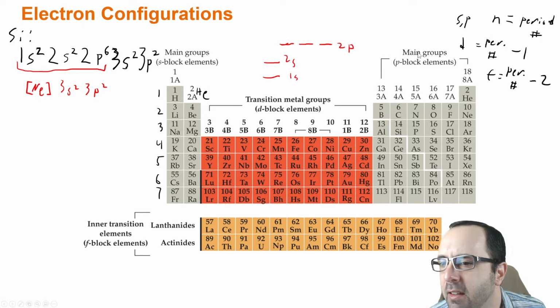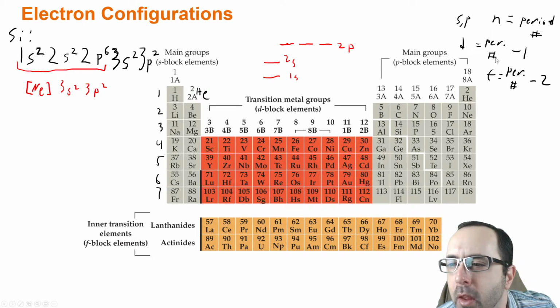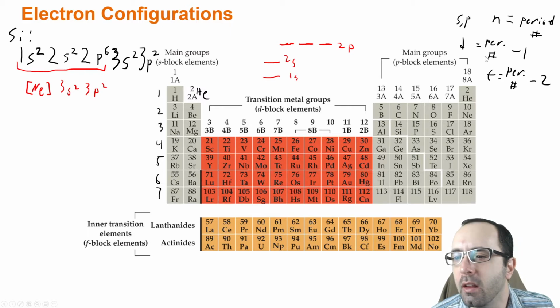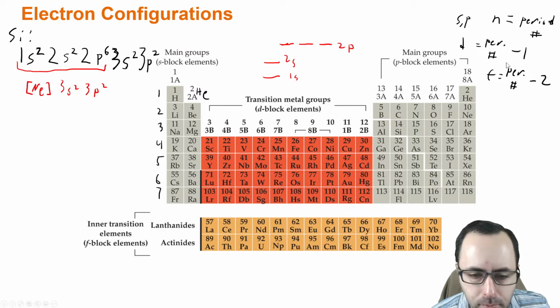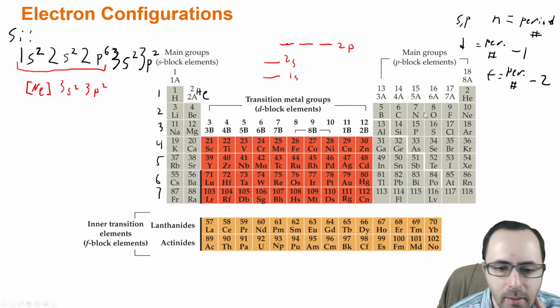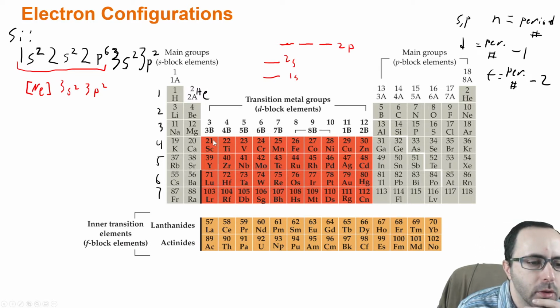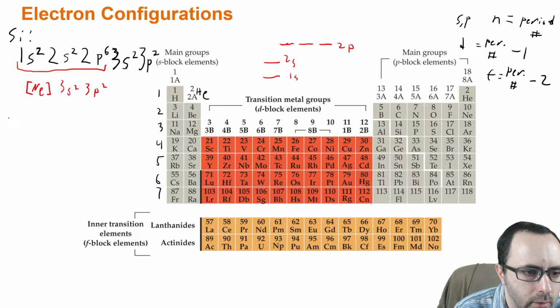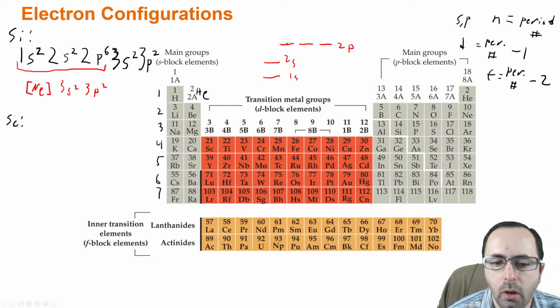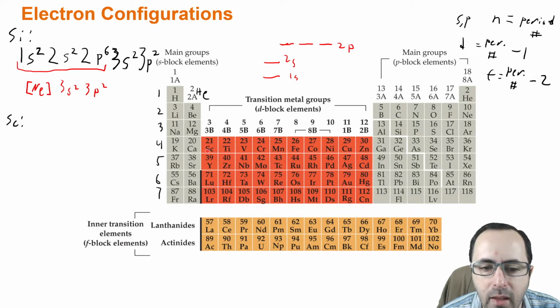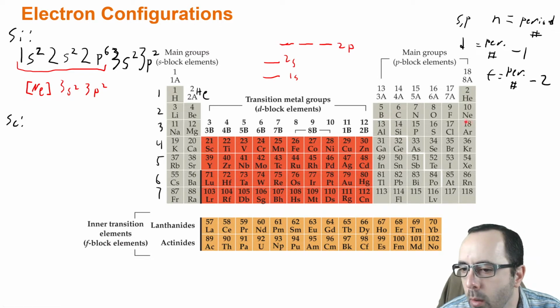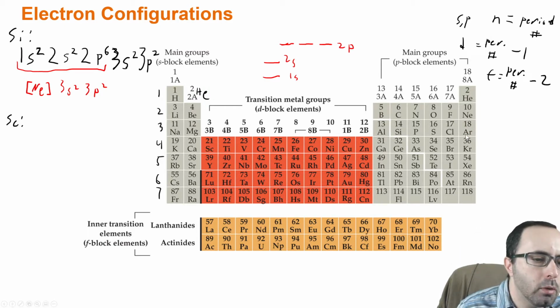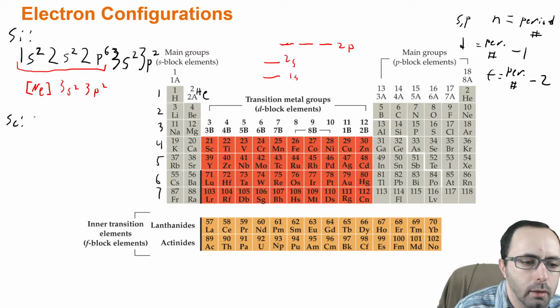Now we haven't gotten into the D block yet, but when we do, the energy level for the D block is going to be the period number minus 1. Let's do scandium, which was shown on the next slide. I'm just going to use the shorthand method. Since scandium is right here in the 4th row, I'm going to go up to the noble gas in the 3rd row and find it. That's argon, so I'm going to write bracket argon here.